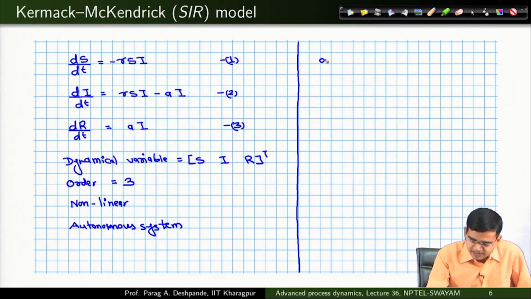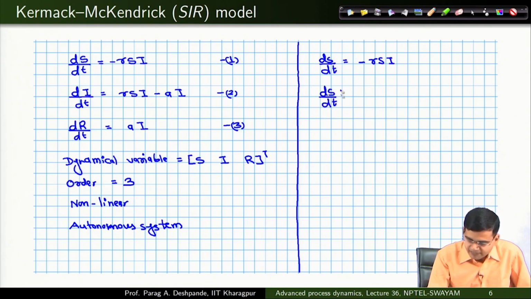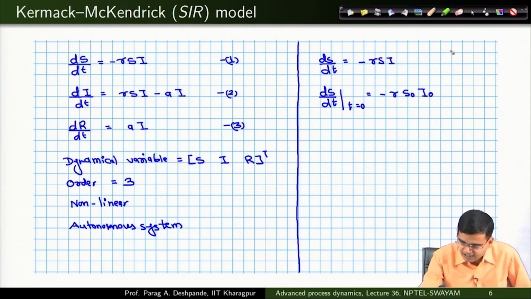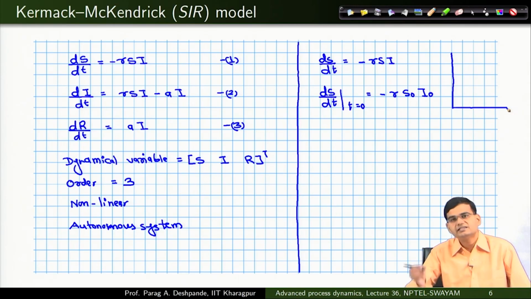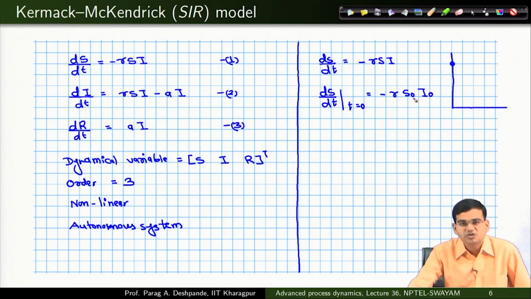So, I have dS/dt is equal to minus r S I, and therefore, I can write dS/dt at t is equal to 0 is equal to minus r S0 I0. What would this give me? This would give me an idea whether the number of susceptibles in my system, at least during the early stages of the pandemic, would increase or decrease with time.